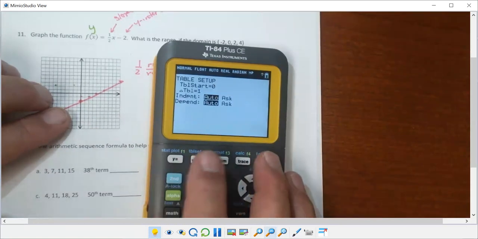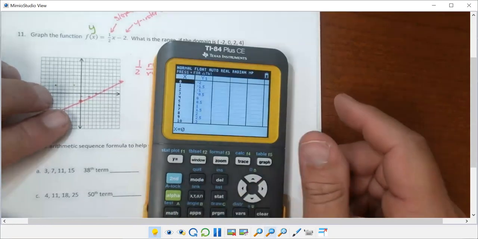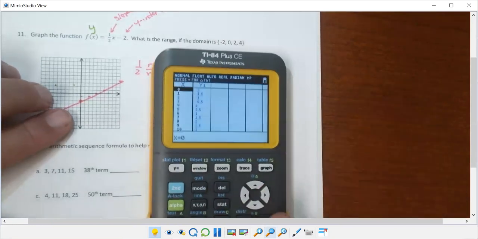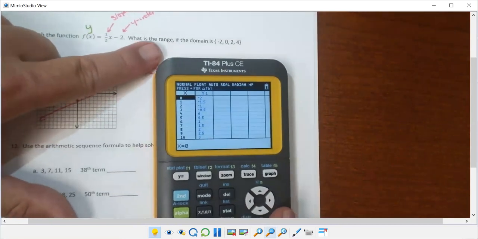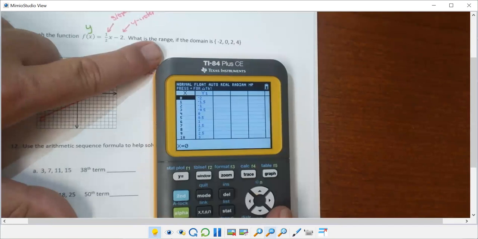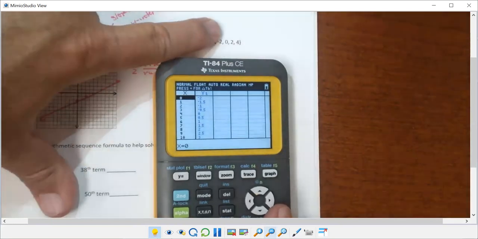All right, second and table. All right, so there we go. So you ready? Now what I can do is, you need to know what domain and range are. Range is my y value, okay? Domain is my x value. So it's saying x is, so these are my x values.